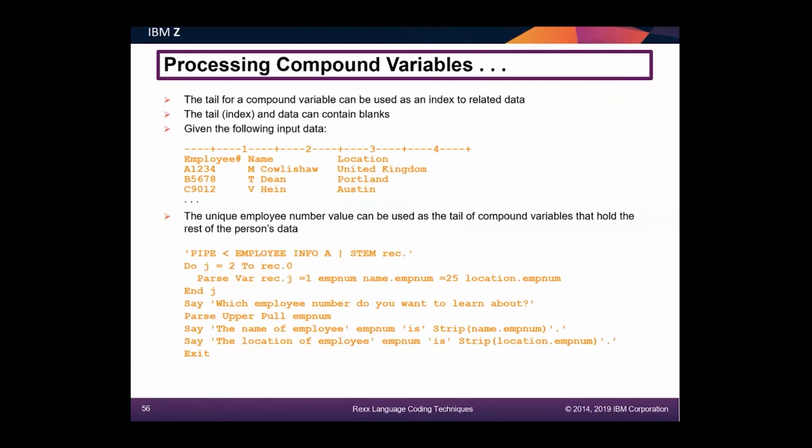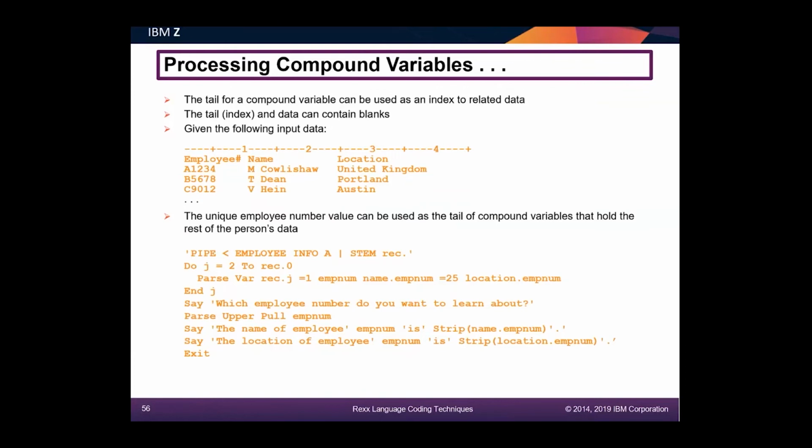So if I continued on, I read this file in, and then I asked the user, which employee number do you want to learn about? I parse the employee number, I pull in the employee number from the console, I uppercase it so that I can match what's in the file, and then I say the name of the employee, A1234, is, and then I'm stripping the name, right? Remember, because I don't want these blanks that are on the end. So the blanks between W and United Kingdom, between N and Portland, and between N and Austin, it strips those away because I'm using the strip function in Rexx.